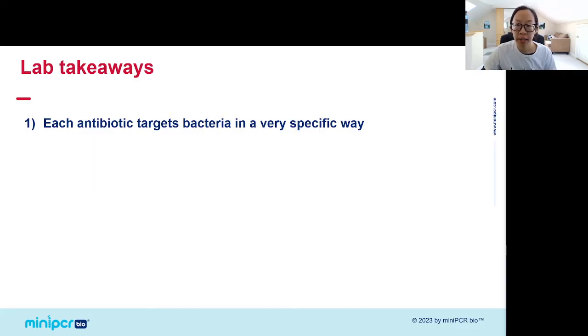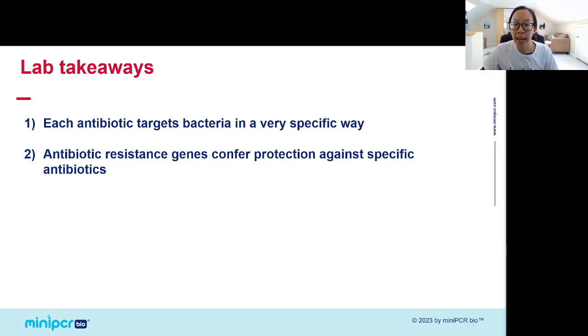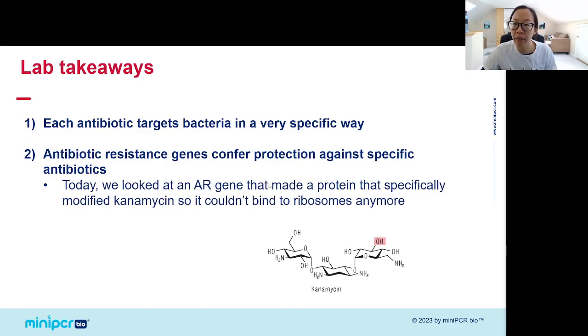Takeaway number 2 is that similarly, antibiotic resistance genes are specific in their mechanisms as well. For example, the kinase used in today's lab also had a very specific mechanism of conferring resistance. If you're curious, here's the nitty-gritty of it. The kinase actually alters the chemical structure of kanamycin, which is pictured here, and it alters it specifically at this red highlighted hydroxyl group. And when that happens, it renders the kanamycin unable to bind to the ribosomes to inhibit them.